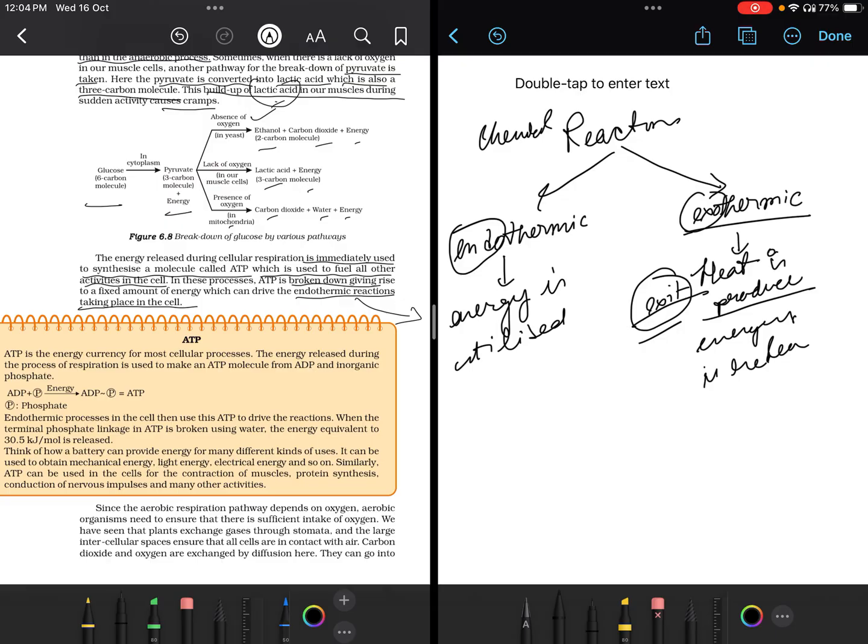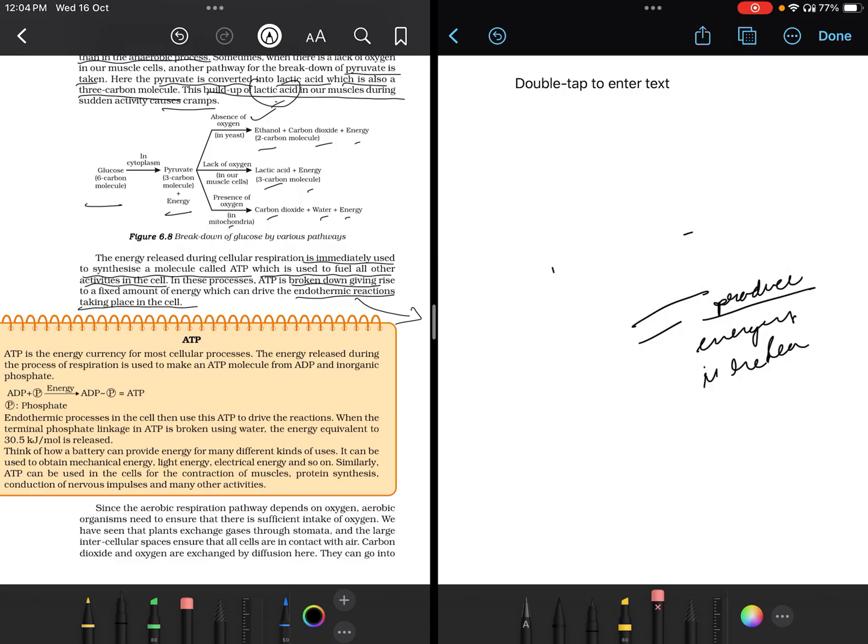So endothermic reactions need energy, and from where does this energy come? From the ATP. Now it's clear. I hope it's clear to all. I have simplified this paragraph for you all. This is a very complex paragraph. I hope it's clear to all.